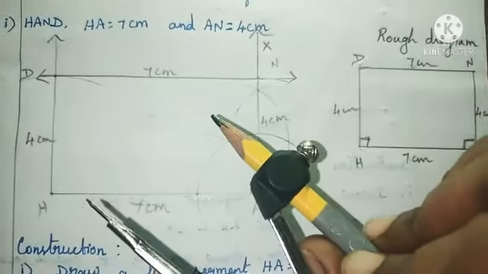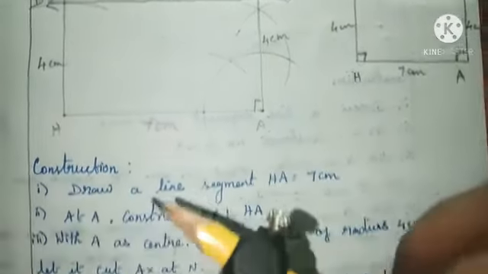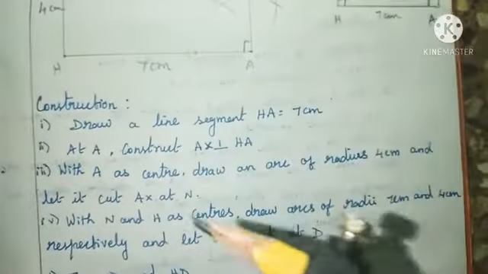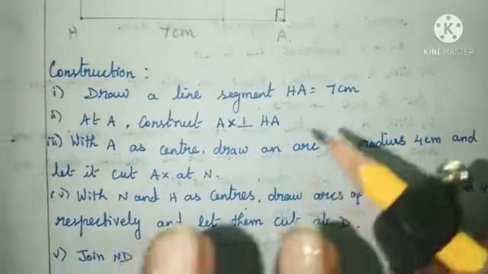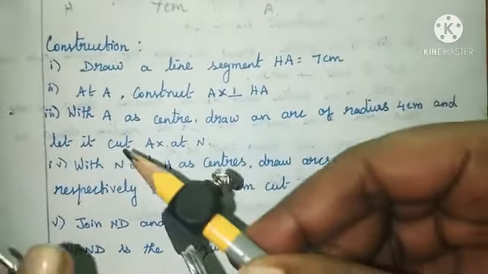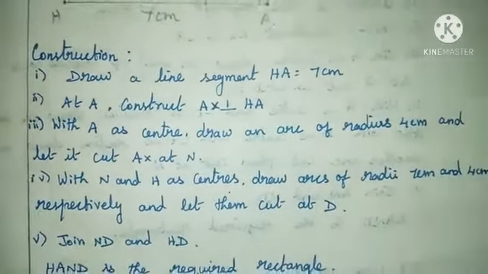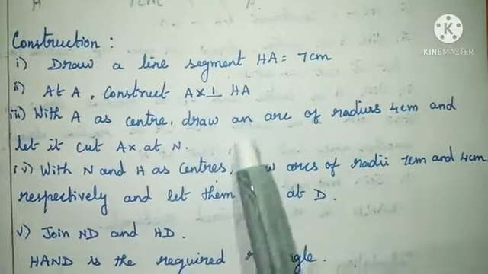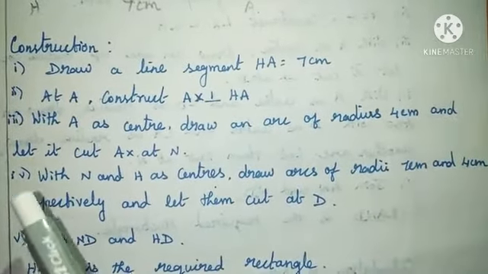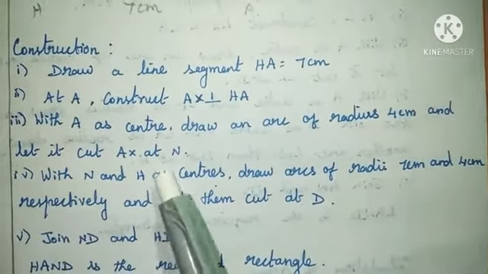After constructing the rectangle, you have to write the construction, how you constructed the rectangle. That is, draw a line segment HA equal to 7 centimeter. Then at A, construct AX perpendicular to HA. Then with A as center, draw an arc of radius 4 centimeter and let it cut AX at N.